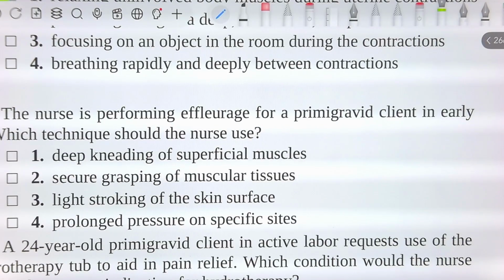The nurse is performing effleurage for a primary gravid client in early labor. Which technique should the nurse use?